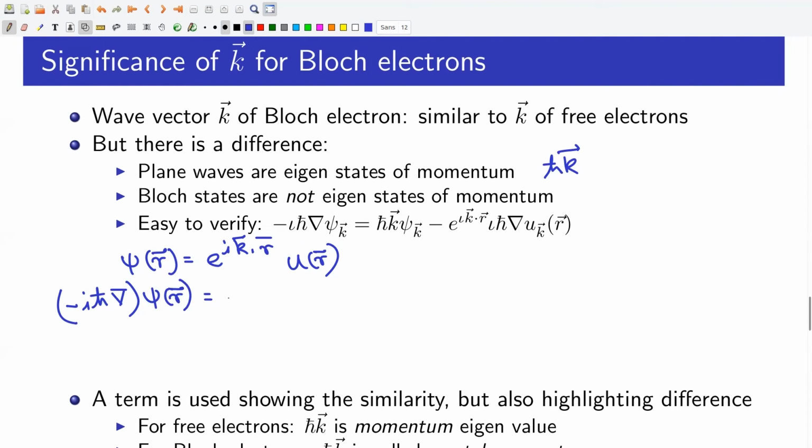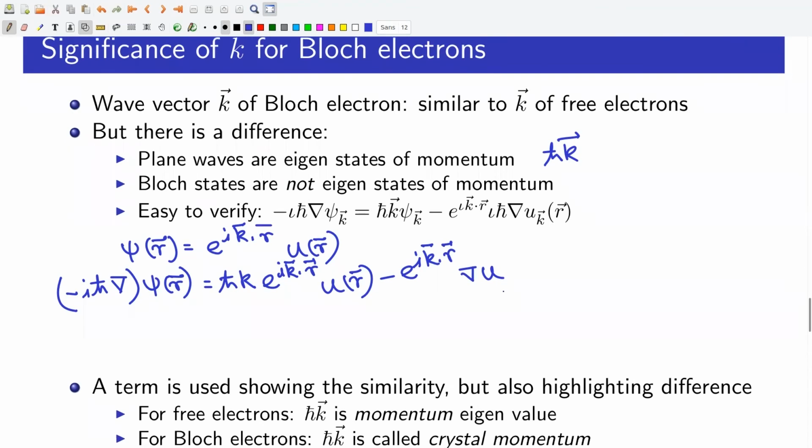And this can be written as h bar k e power i k dot R u of R, and now I take a derivative of u of R, so e power i k dot R gradient of u. Clearly, psi of R is not an eigenfunction or eigenstate of the momentum operator.